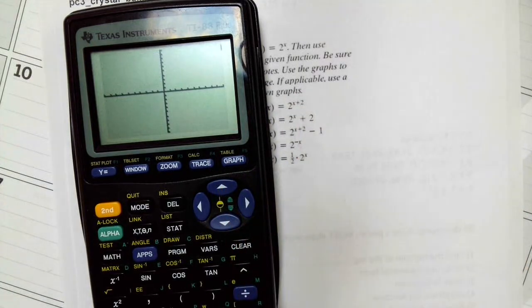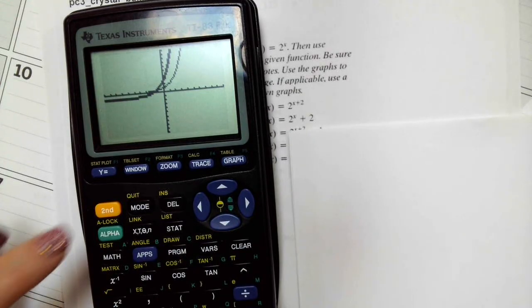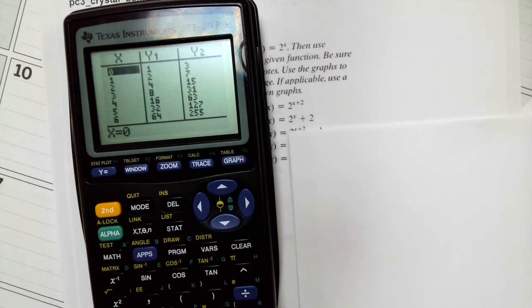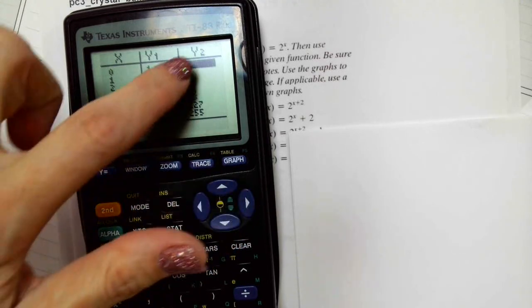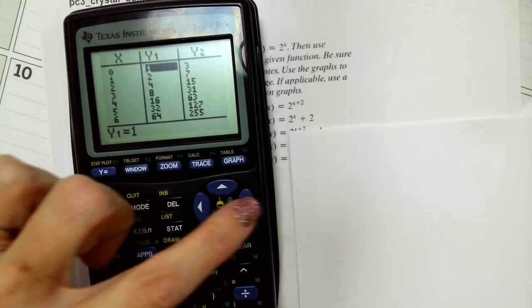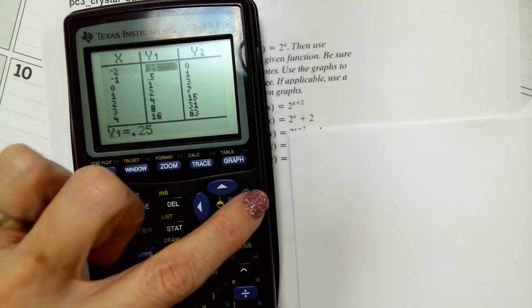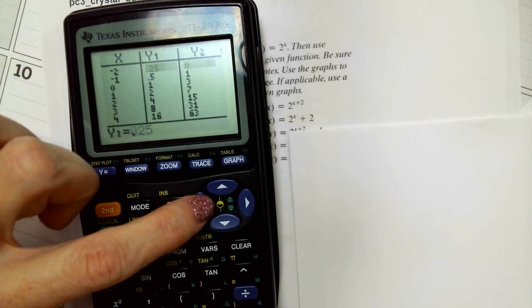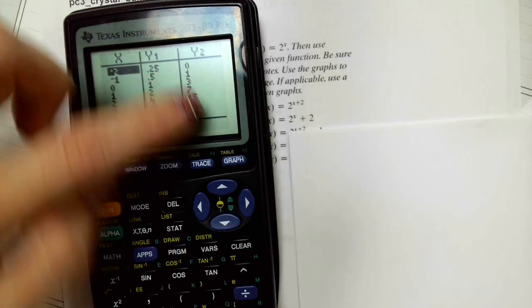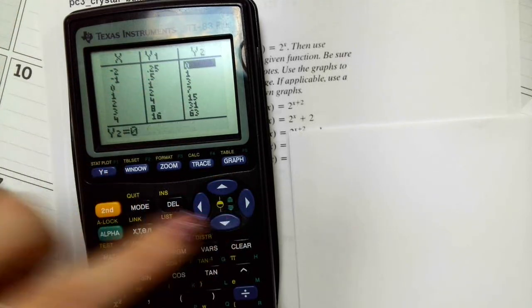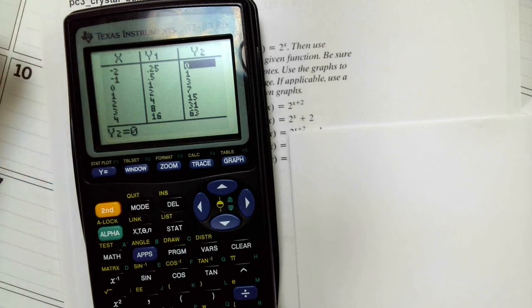So now I'm going to graph these. That was the parent, and now this is the transformed one. Okay, so when you are looking at these, you can then go to your table, and we want points from the second one because the first one was the parent one, so this is our transformed one. Now, looking over here, you see I had to go over to x to go up and down. So you have to go to x to get the different values.